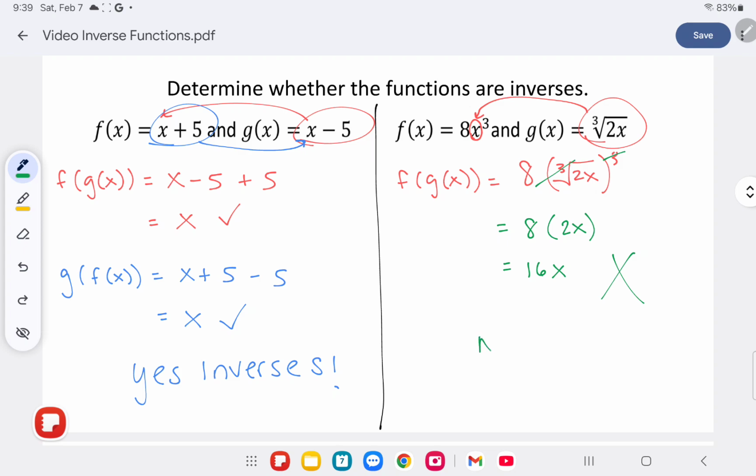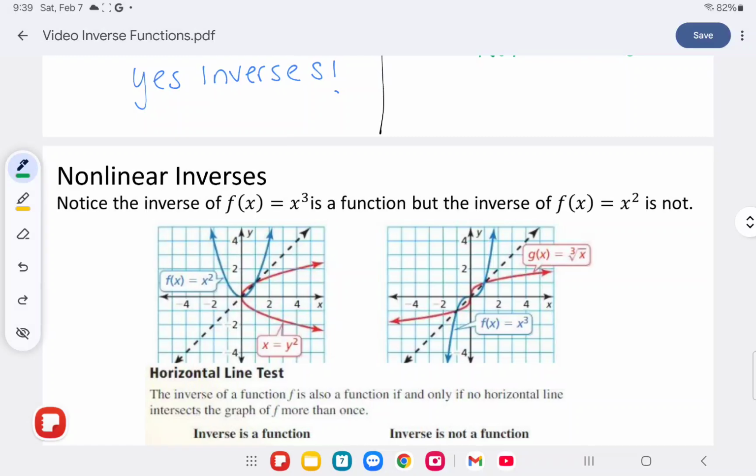So these are not inverses, because when we plugged one into the other, it didn't completely undo itself. We got 16x instead of just x. So f and g are not inverses. We don't even need to test the other direction. We don't need to plug f into g. We just know they're not inverses.